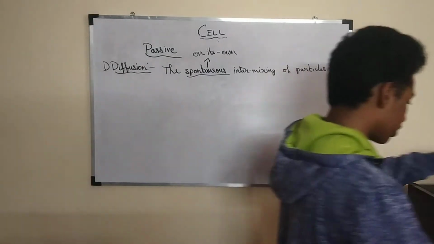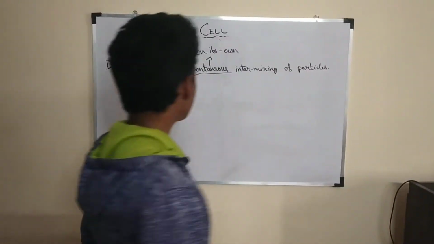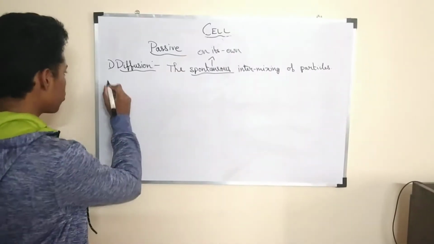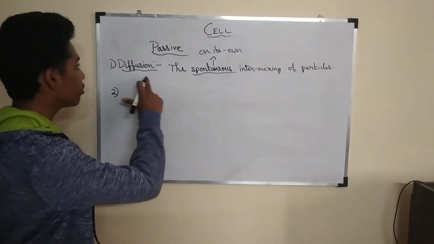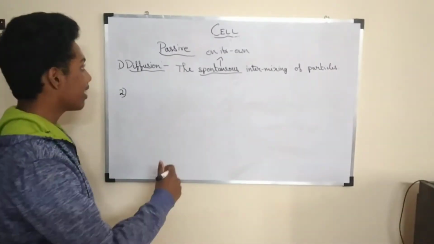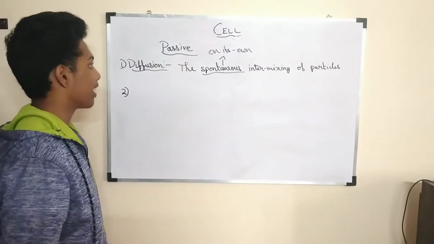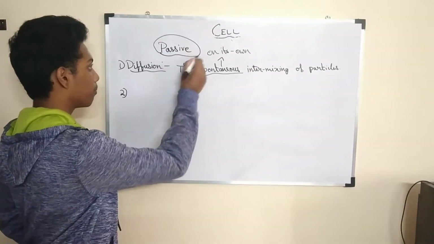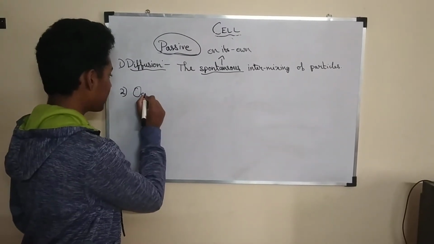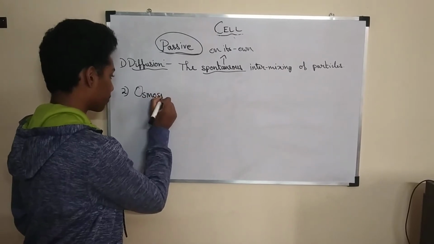Okay. So I'm sure you understood diffusion very well, and I've given enough examples. Let's move on to the next type. Remember that diffusion does not require energy. That's why it is passive transport. These are the types of passive transport. The next type of passive transport.